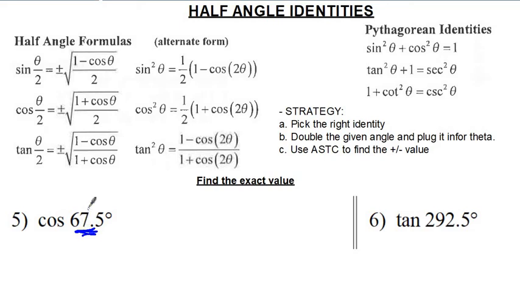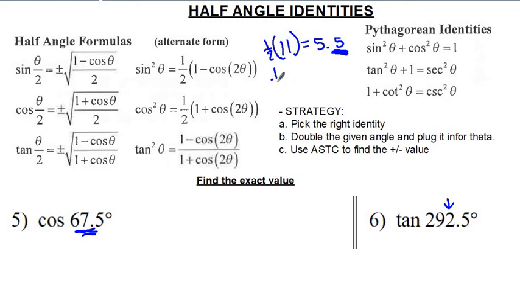And one of the indicators that we're dealing with a half angle, like 67.5 or in this case 292.5 for the tangent, is this: think about what it would be like if you took a whole number and cut it in half. Let's suppose I had 11. If I take half of 11, I would get 5.5. So whenever you see a 0.5, that's a sign that you must have taken half of something.